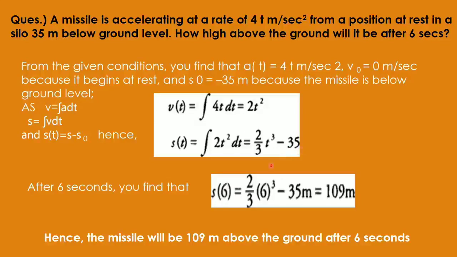And after 6 seconds, if you have to find, then simply put the value of t equals 6. So if you put t equals 6 and you solve it, you are getting the answer 109 meter. That means this is the distance which it will go above the ground after 6 seconds.